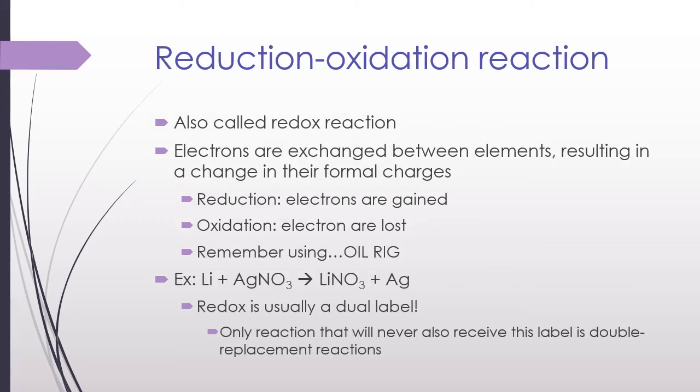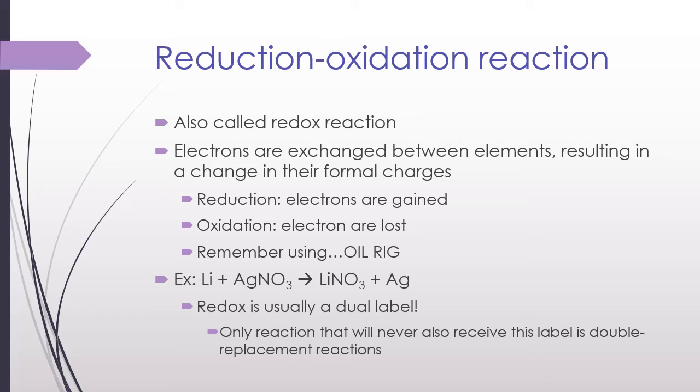Our fifth type of reaction is a reduction-oxidation reaction, or more simply called a redox reaction. In this kind of reaction, electrons are being exchanged as part of the reaction. This means that the formal charge, the charge that is assigned to a particular element, will change. This has 2 halves. One thing is reduced and another thing is oxidized. Reduction occurs when electrons are gained.